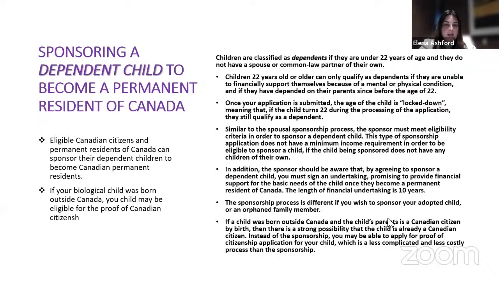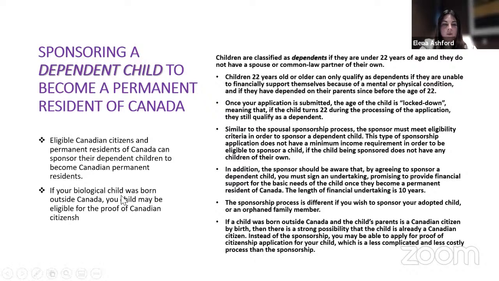And the financial sponsorship undertaking for children is 10 years from the date the child becomes a permanent resident of Canada. And again, if they go on social assistance during that undertaking period, you will be the one having to pay that money back to the government. Even if there is a breakdown of the relationship and you're not speaking with your child, it's still the financial undertaking. It's there, so nothing can be done after you sponsor a child who becomes a permanent resident of Canada.